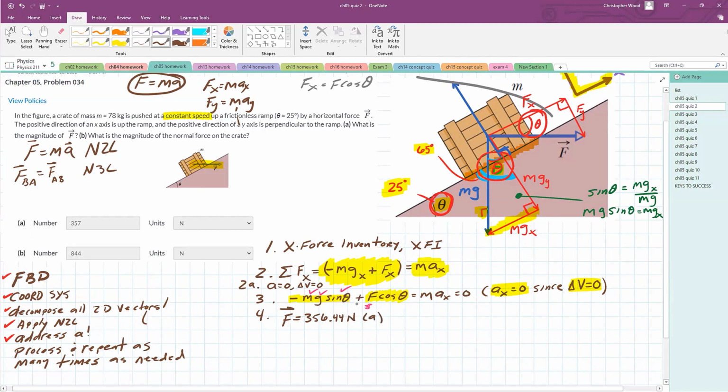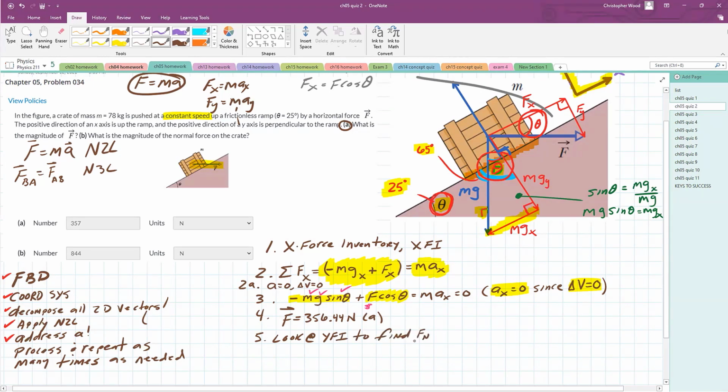So this is our very first result from our first ever force analysis method. Actually, second, if you count the first problem, that XY table. Okay, that's part A. Part B, what's the normal force? So you know what? Let's look at Y. Let's do a Y force inventory to find Fn.